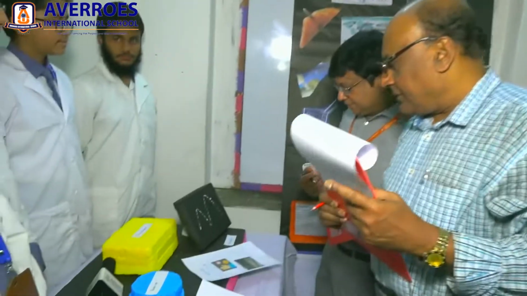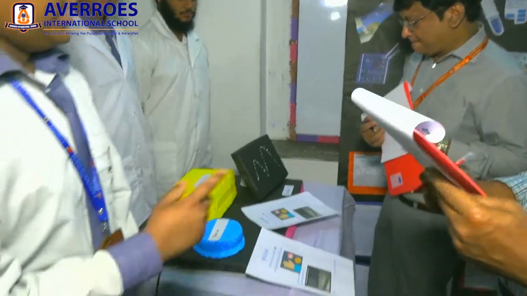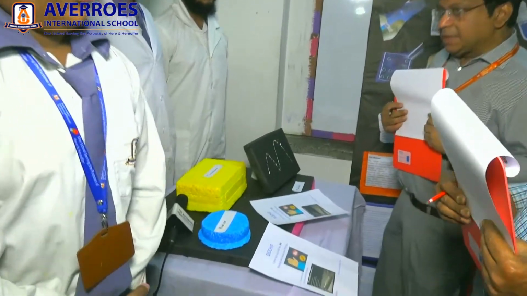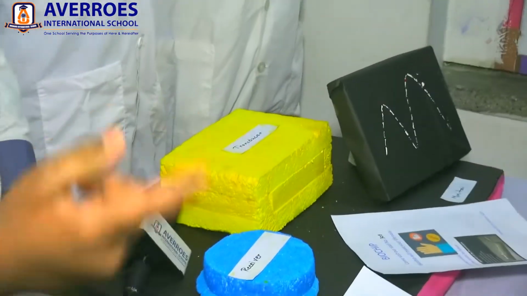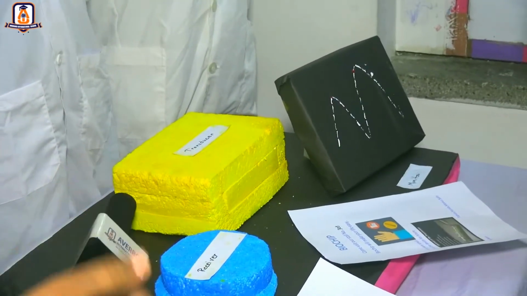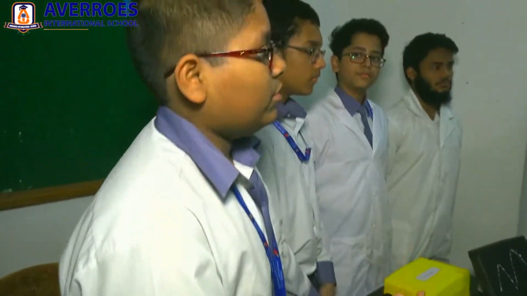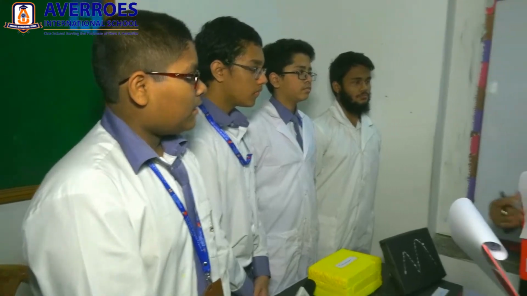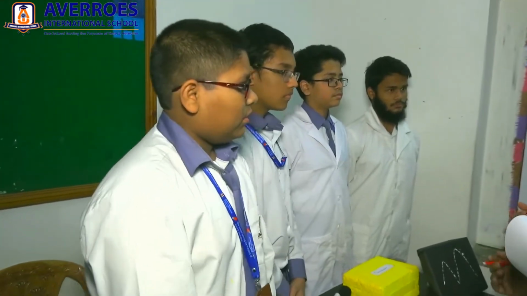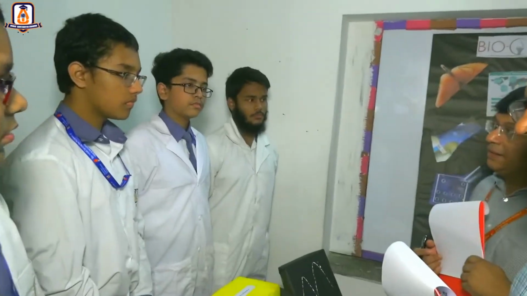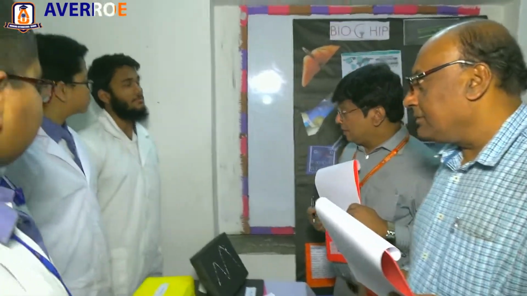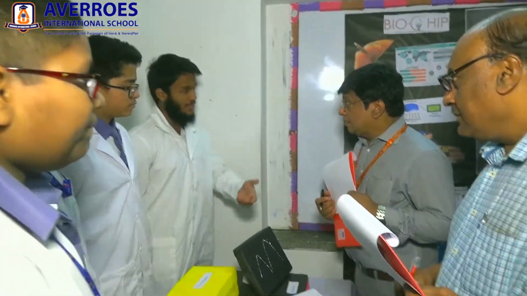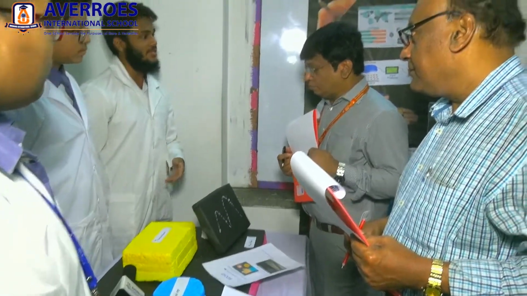BioChip is a miniaturized test site which enables several biological tests to be performed at the same time, in order to increase output and throughput. What biological parameters are you going to measure? It can measure diabetes. It can measure the glucose level of a person. If the person has diabetes, it can also measure it.